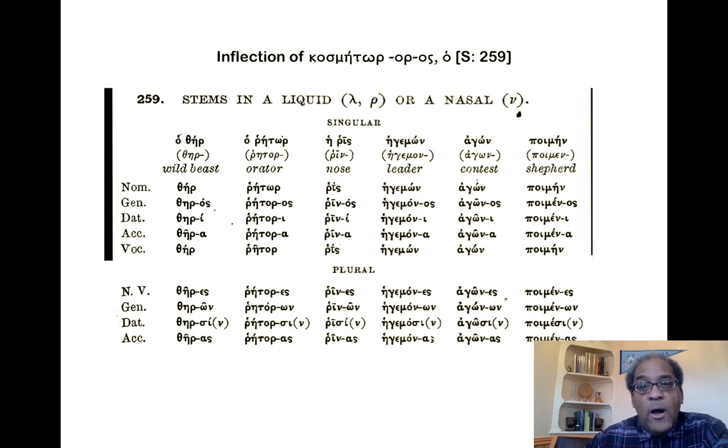Okay. So our final words, our leftover words, are all words that Smyth gathers under section 259. These are stems with a liquid, that is lambda or rho, or with a nasal nu. So we see his word here, hoter, the word for wild beast. Well, that is going to be the way areter, the word for priest, is declined. So, areteros, areteri, aretera.